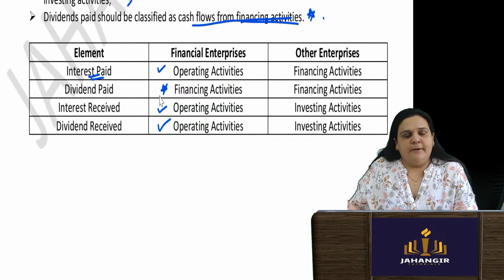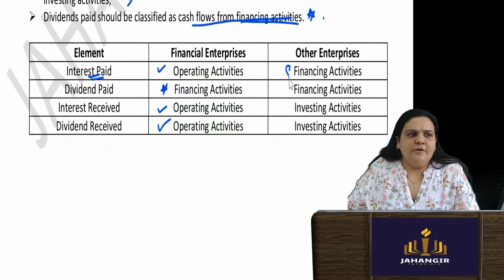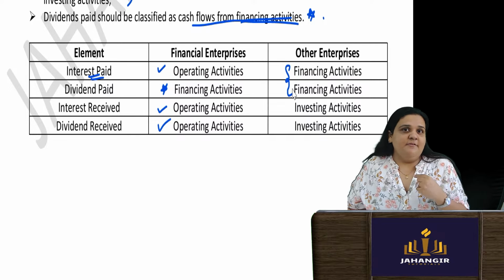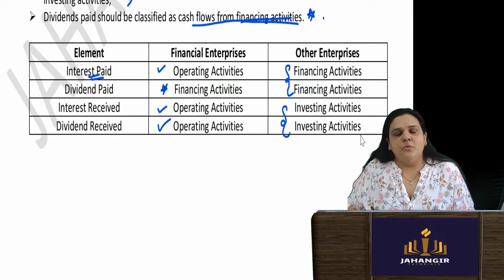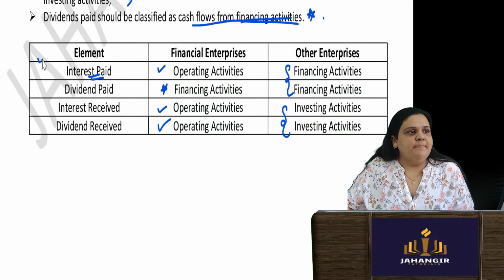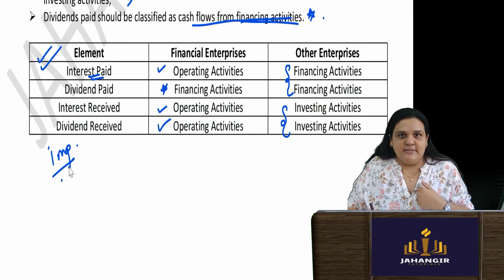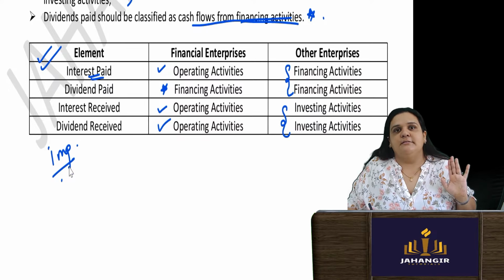For any other enterprise, if you are paying interest and if you are paying dividend, it is related to your financing. But if you are receiving interest and receiving dividend, that means you must have made some investment in another company. That is why it is related to investing activities. So this table is important. Even if you don't read anything else above, just keep in mind, if they have mentioned financial enterprise, then interest paid, interest received and dividend received, these three will come in operating activities.